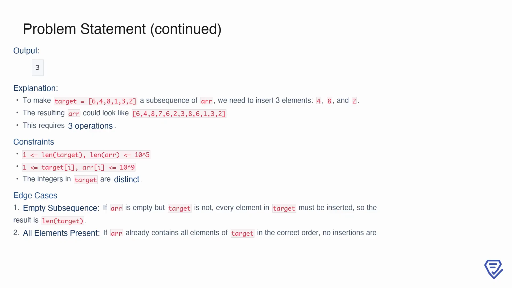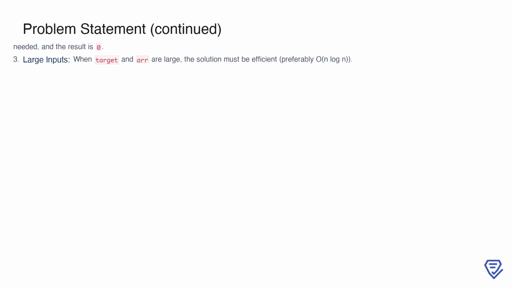Notice that after these insertions, target equals 6, 4, 8, 1, 3, 2 is now a subsequence of ARR. In total, 3 operations are required to achieve this. Finally, let's discuss some constraints and edge cases. First, the lengths of target and ARR can go up to 100,000, and their elements can be as large as 1 billion. The integers in target are guaranteed to be distinct.